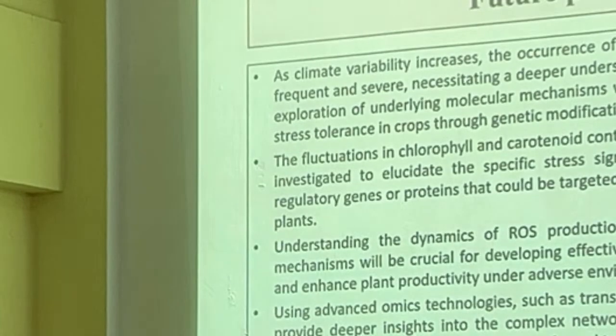For the future, I can go for molecular work by identifying the target genes which respond in stress conditions, and go for plant resilience in citrus crops.